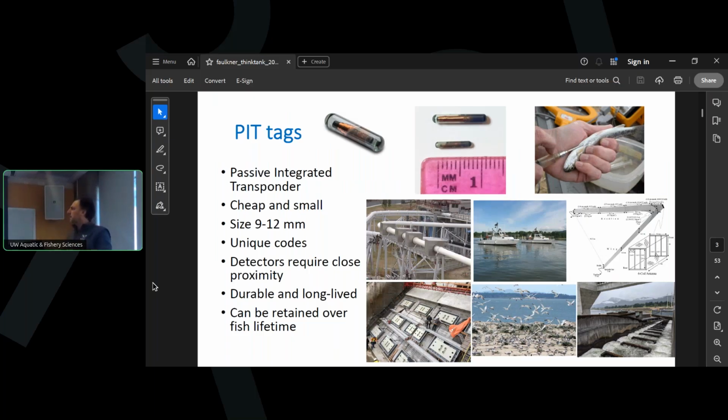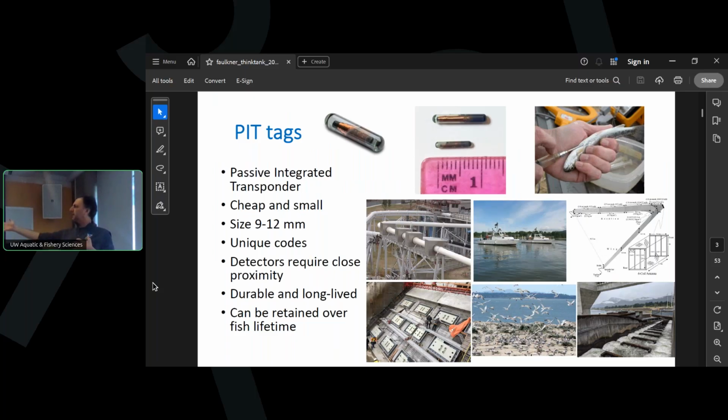Going through the bypass systems, we also have a towed array. You can see the net. There's a matrix array that we use to detect tags in the estuary. And that allows us to estimate survival through the hydropower system, the Snake and Columbia River, to the bottom of the dam. And then we recently installed readers in one of the spillways at Lower Granite Dam. So PIT tags are widely used in the system.